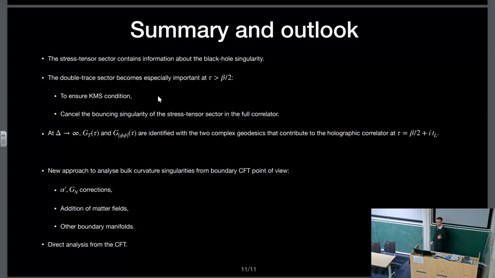First of all, to ensure that the correlator satisfies the KMS condition, and to cancel the bouncing singularity of the stress tensor in the full correlator. And what I've also shown you is that when delta goes to infinity, the stress tensors and the double traces can be identified with different branches of the geodesic solution that we found in the geodesic analysis.